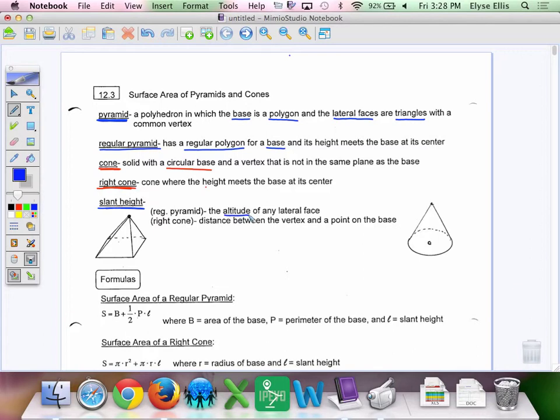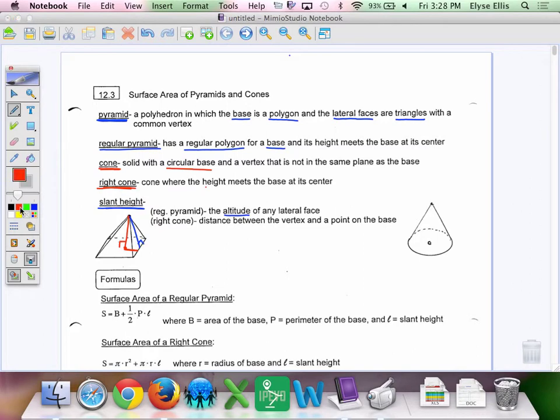So on a pyramid over here on the left, you can have your height. Your height will come perfectly straight down to the center here and be perpendicular to the bottom. I'm going to connect it out to the right-hand side. Your slant height will go down the middle of that right-hand lateral face. It is also going to be perpendicular to the bottom. So you end up with a lot of these right triangles that happen.